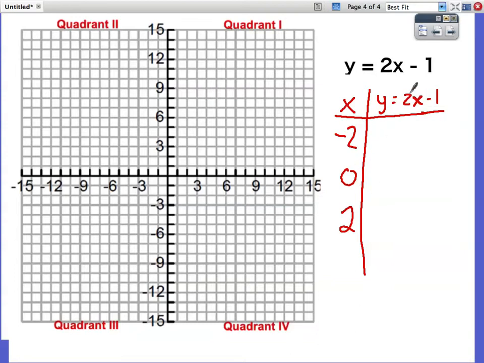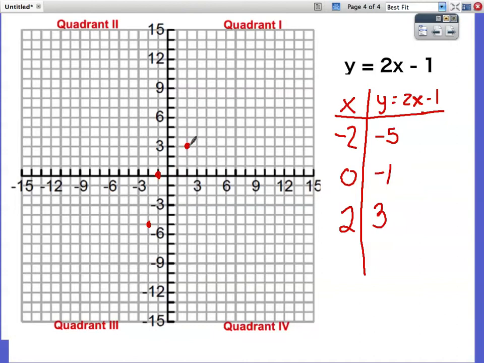Then I'm going to just plug them in. What's -2 in the place of x over here? Well, 2 times -2 is -4, minus 1 is -5. And you don't have to do those in your head. You can go off to the side and do your work for that. That's fine. Now I'm going to plug in 0. 2 times 0 is 0, minus 1, -1. Now I'll plug in 2. 2 times 2 is 4, minus 1 is 3. So now I've got these perfect points. I don't even have to rewrite anything. I know I've got to graph -2, -5. Now I got to go 0, -1. And I got to go 2, 3.